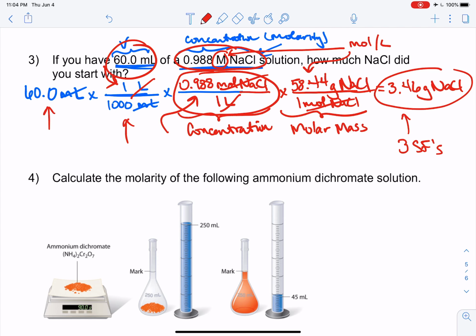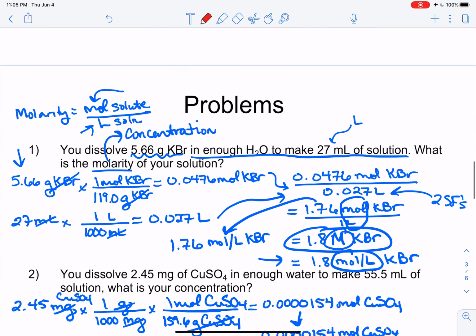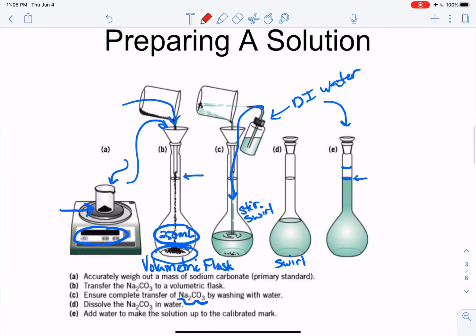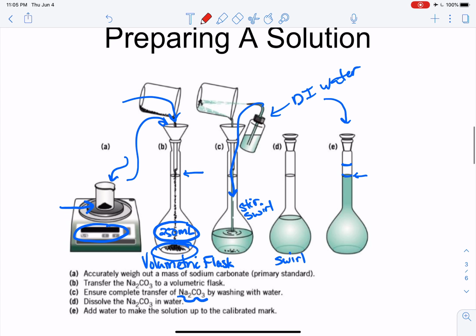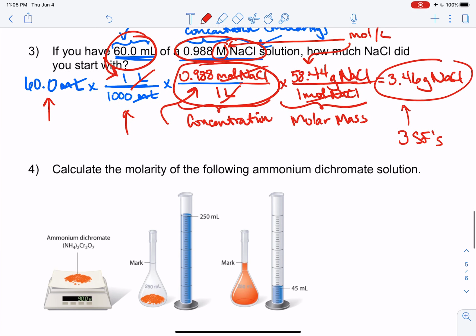So we don't often see volumetric flasks that are 60 milliliters. Usually they come in 50 milliliters or 100 milliliters or 250, 500 or 1 liter. So you might have to use a different measuring device like in the picture below.